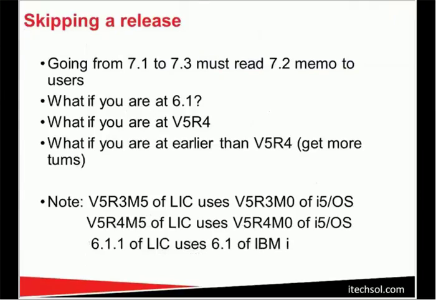Now, we talked about skipping a release. Just to cover that again, if I'm going 7.1 to 7.3, I need to make sure I read that memo to users for 7.2. And we're going to talk about which is the right upgrade path, because we need to look at the hardware. We need to look at some other software that you're running.